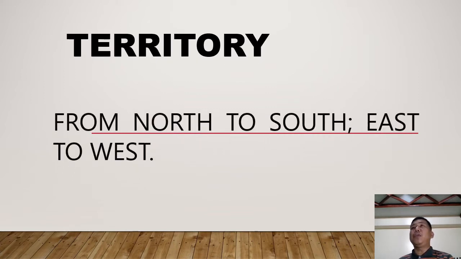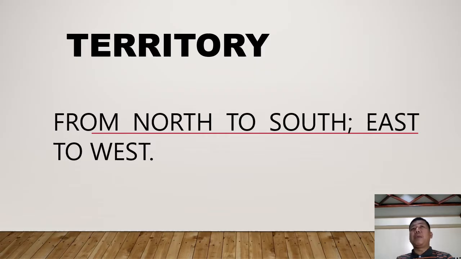So territory is measured from north to south. For example, in the case of the Republic of the Philippines, the farthest north island is Yami Island, and Salwag is the southernmost territory. So we identify our territory from north to south, and of course from east to west.